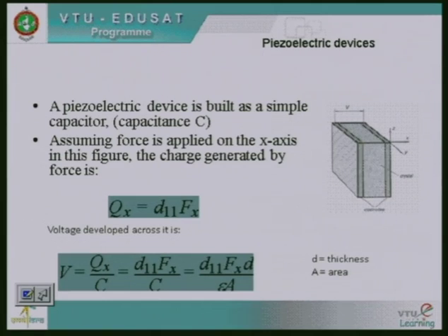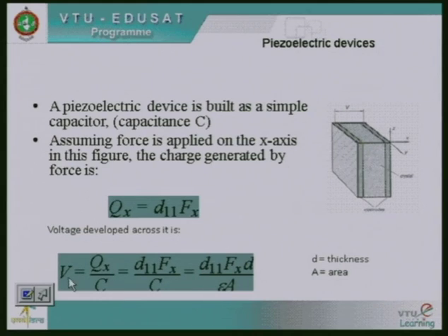When you apply the force on the x-axis, what happens? The charge is generated, and it is given by Q is equal to d into Fx. Whenever you apply a force on this piezoelectric device, there is a charge that is going to get accumulated, and that charge is given by Q is equal to d into Fx. Now we know that voltage across a capacitance is given by Q by C.